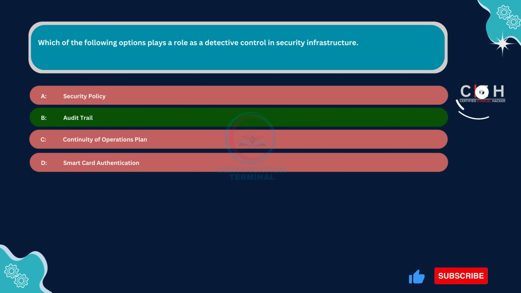Option D, smart card authentication, is incorrect. Smart card authentication is a method of authentication that uses smart cards to verify the identity of users accessing systems or resources. While smart card authentication is an important security measure for ensuring that only authorized users can access resources, it is more preventive in nature rather than detective. Smart card authentication controls access to systems, but does not actively monitor or detect security incidents.